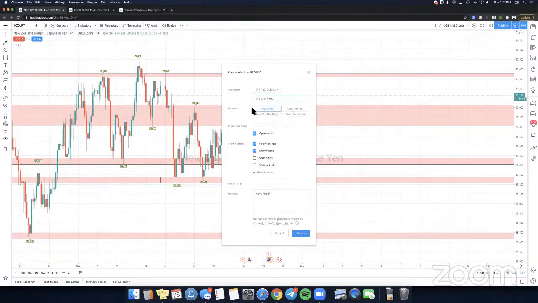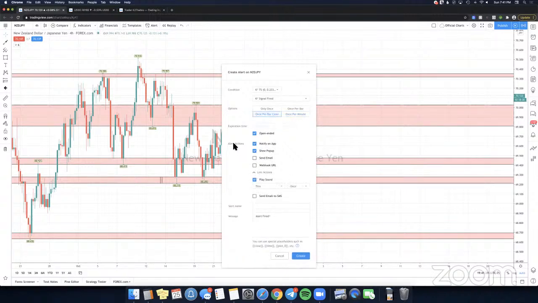And then for your options, you can do if you want it just once, once per bar, once per bar close, once per bar minute. It's really up to you how you want to set it up. Then right here under alert actions, you can have it set to notify on app if you have the phone app, or show the pop-up on the screen. That's what I have set up. You can also send email or webhook. And down here under messages, you can set any message you want. So this is for NZD/JPY. You can do something like NZD/JPY, K2 signal on the 4-hour time frame, however you want to customize it.